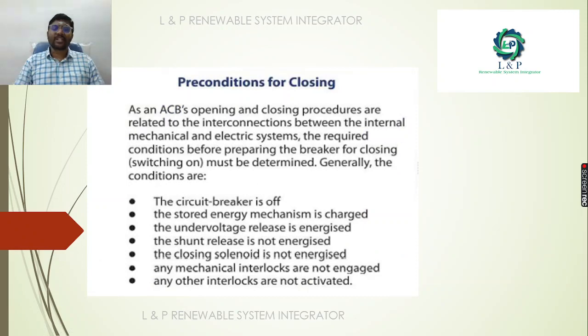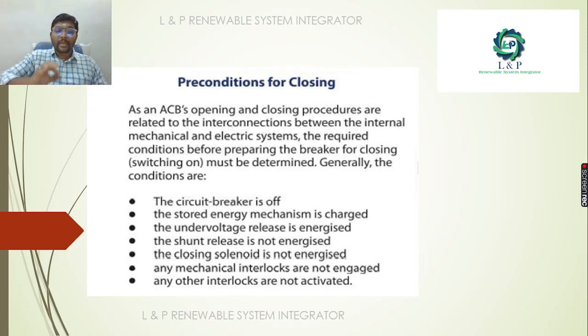What are the preconditions? It is not easy to switch an air circuit breaker or an automated circuit breaker on or off immediately. It's not that easy to open and close it. We have procedures that we need to follow strictly, because there are certain conditions which need to be satisfied for switching on or off, especially for closing the air circuit breaker. That is, the circuit breaker should be in the off position, because if it is already on, then it is already in the closed position.